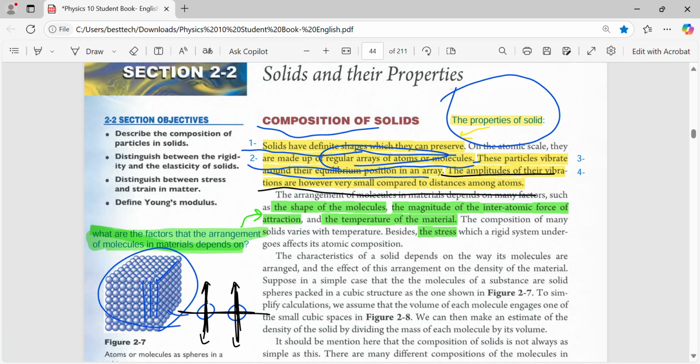So, first, solids have a definite shape and their structure is regular. The particles vibrate, and the last one is that their vibration is small.